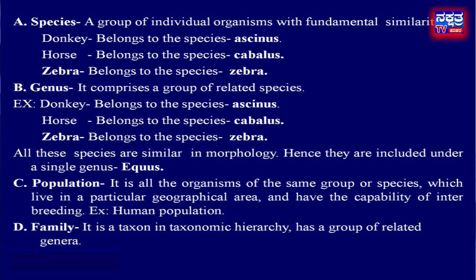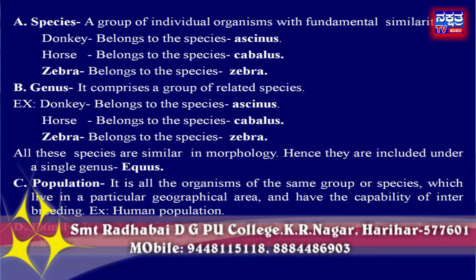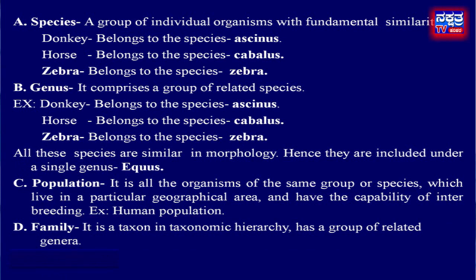Then the third option is population. Population is nothing but all organisms of the same species which live in a particular geographical area. Example, the human population.